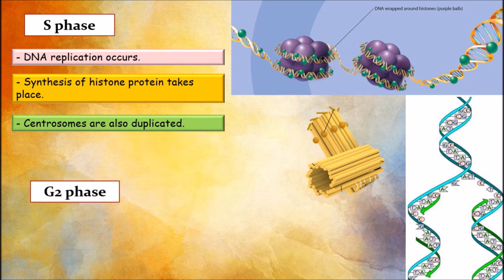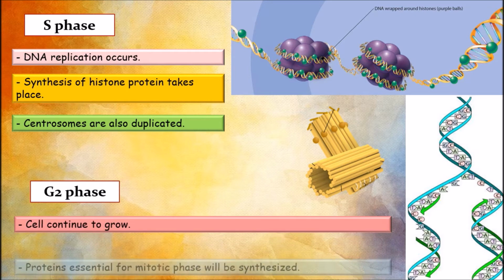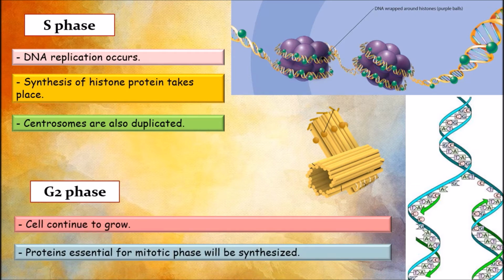G2 phase. Cells continue to grow through protein synthesis as well as production of cellular organelles. Proteins essential for the mitotic phase will be synthesized. The cell begins to reorganize its contents in preparation for mitosis.